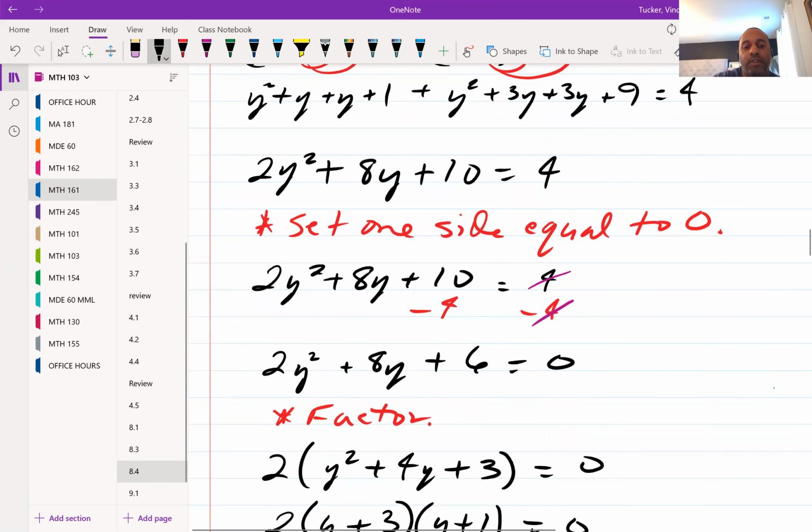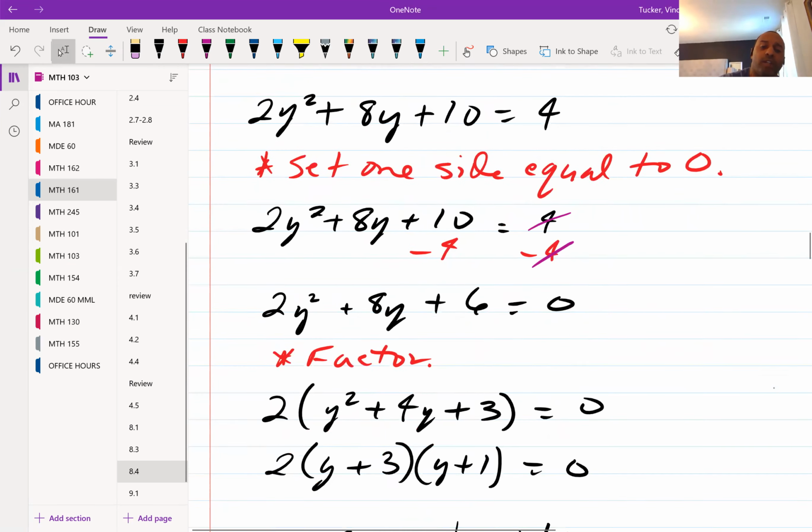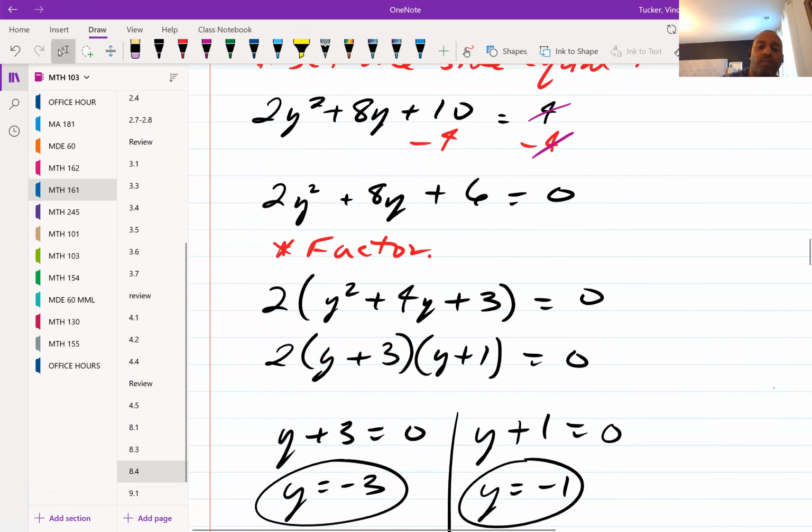Go ahead and factor that out. So I pulled out 2, the greatest common factor, and that left me with y squared plus 4y plus 3. Factoring y squared plus 4y plus 3 gives me y plus 3, y plus 1. Set each part equal to 0. Y plus 3 is equal to 0, y plus 1 equal to 0. Gives me y equal to -3 and y equal to -1.